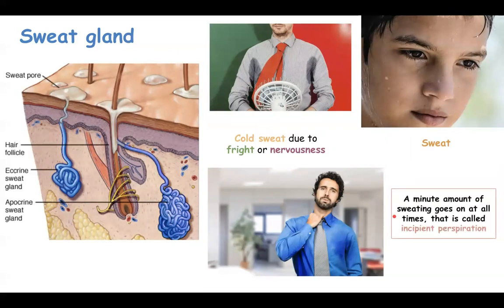Otherwise, the human body produces a minute quantity of sweat at all times. That's called incipient perspiration. When there is excessive sweating, it may lead to muscles and the remaining part of your body aching because of loss of salts and water. Large quantity of salt and water may be lost. So to make up for that, you need to drink, especially during summer season, a lot of juices, a lot of energy drinks to keep your body well hydrated.